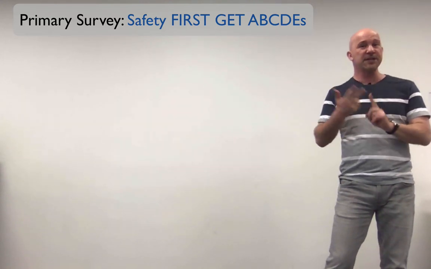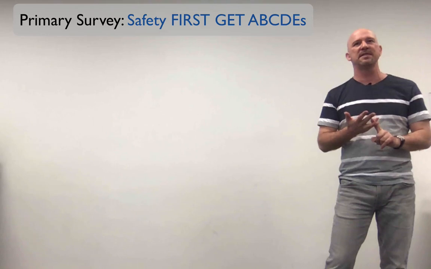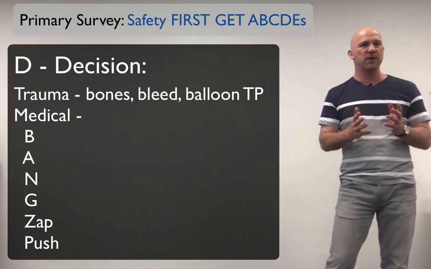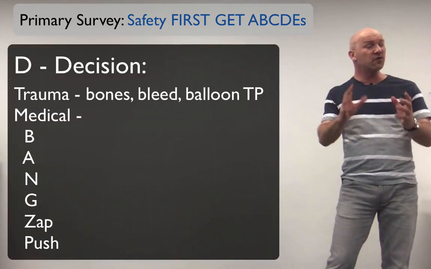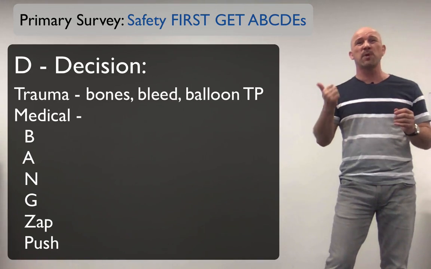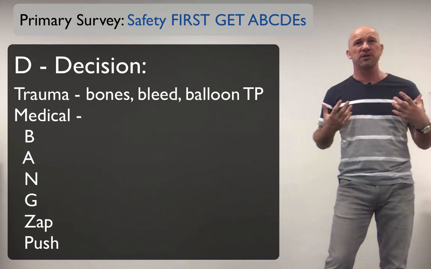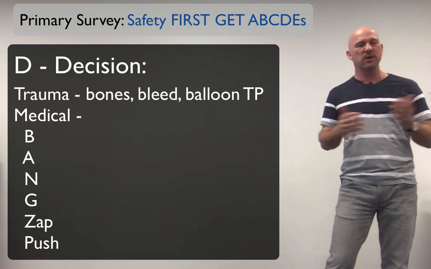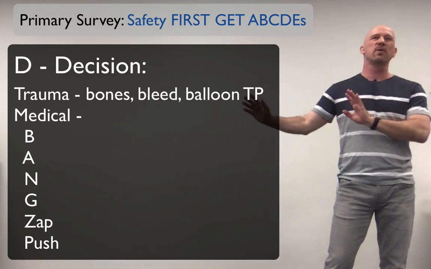Airway, breathing, circulation, done. Now I start thinking about the decision. What sort of decision do I need to do here? First of all, if it was trauma, I'd be thinking about broken bones or bleeding or a ballooning tension pneumothorax. I don't have any of those. There's no evidence of trauma. So I'm not going to worry about trauma.